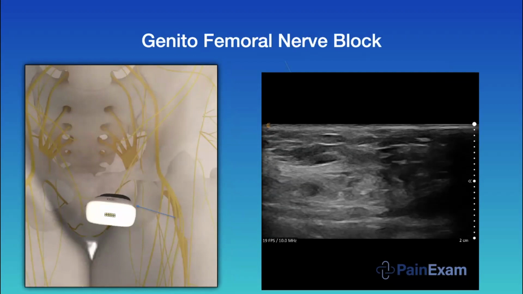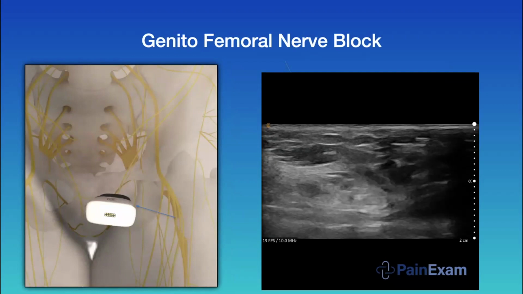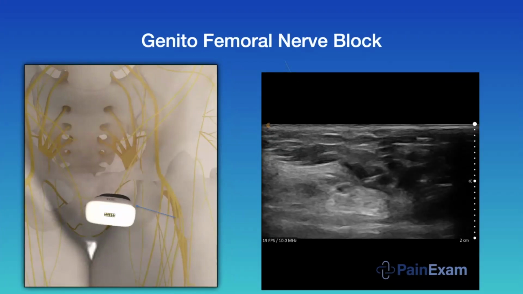And here's a picture of a nerve block. I'm just getting the 25 gauge, 3.5 inch needle into the region around the genitofemoral nerve. And that's my approach, from lateral to medial.